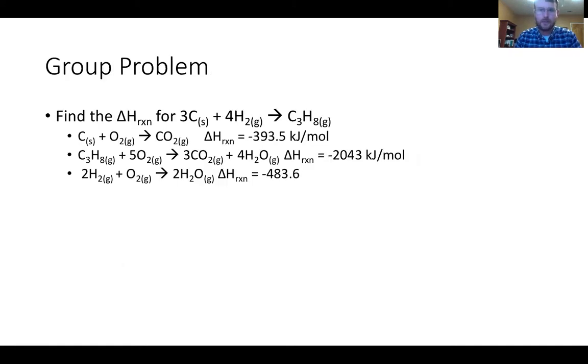And so how can we define these? But first, I just want you guys to look here. Here's a problem that you can do, like what we just talked about with Hess's law, where we're trying to make propane. I would like you to figure out what the delta H of the reaction is for the formation of propane.